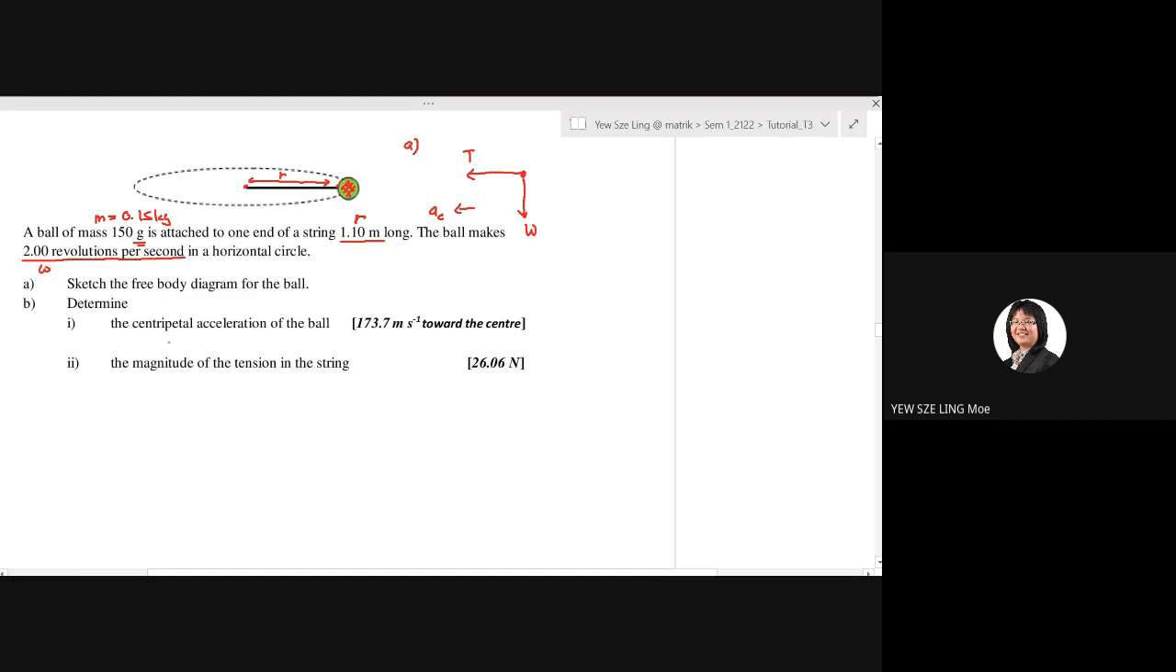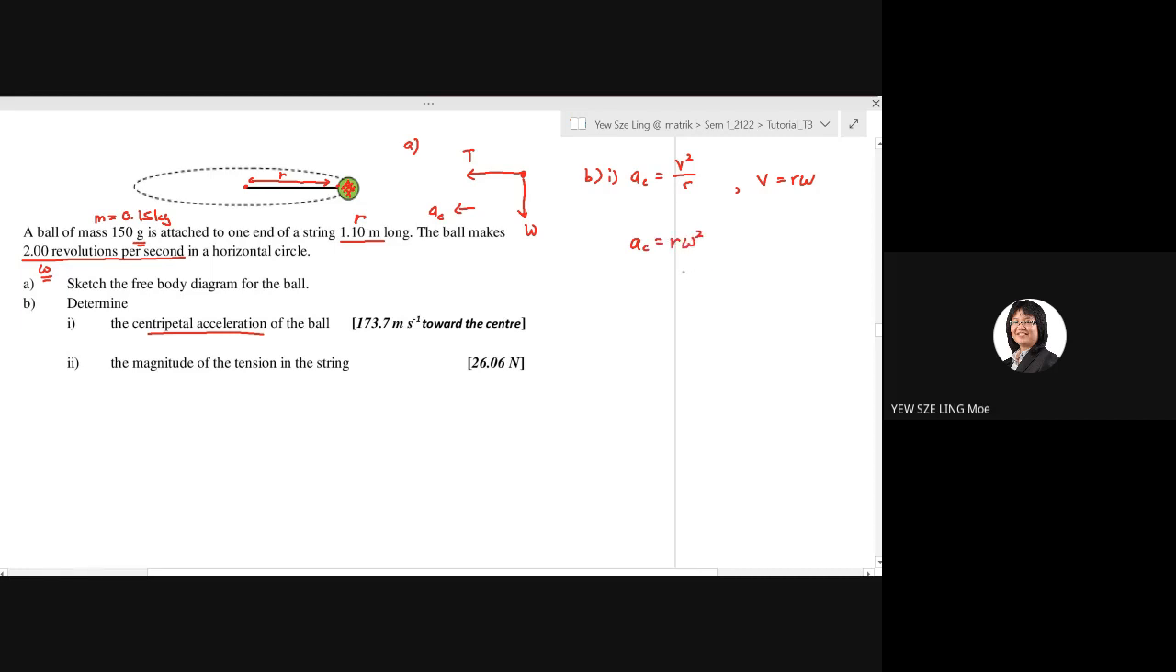So question B, the centripetal acceleration of the ball. How are we going to calculate the centripetal acceleration? First of all, we try to write down the equation. So B1. The equation for AC, we know according to the definition, is V squared over R. But if you look at the question, the information given is omega. How are we going to add omega into our equation? Well, we can transform V into omega by using V equals R omega. Therefore, AC at the same time equals R omega squared.